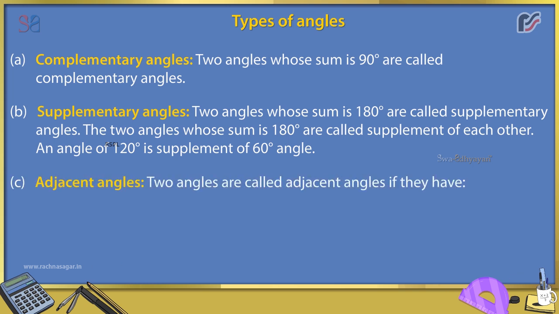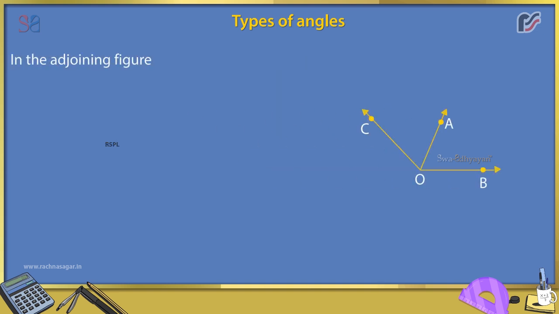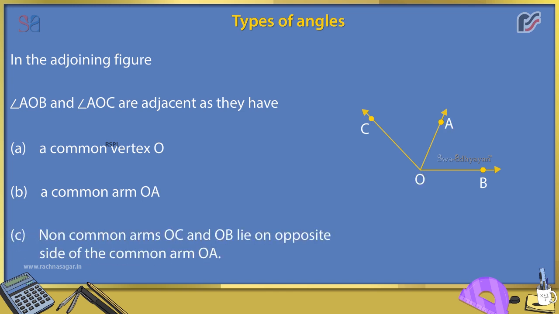C. Adjacent angles. Two angles are called adjacent angles if they have 1. A common vertex, 2. A common arm, 3. Non-common arms on either side of common arm. In the adjoining figure, angle AOB and angle AOC are adjacent as they have A. A common vertex O, B. A common arm OA, C. Non-common arms OC and OB lie on opposite side of the common arm OA.